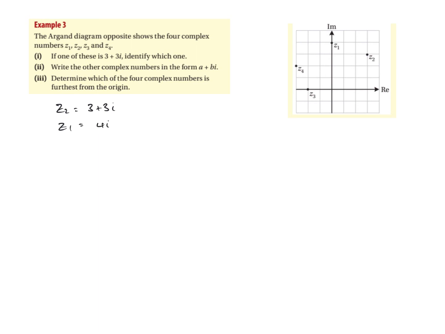We have a look at z2 next, or we've done z2, sorry. If we look at z3 next, well, you can see here we've gone minus 1, minus 2 in the real. There is no movement in the I direction, so this is just a real number of minus 2, so z3 is equal to negative 2. And the last one there, guys, is that this is 1, 2, 3, so it's negative 3 and plus 2 in the I direction. So z4 is equal to negative 3 plus 2i.